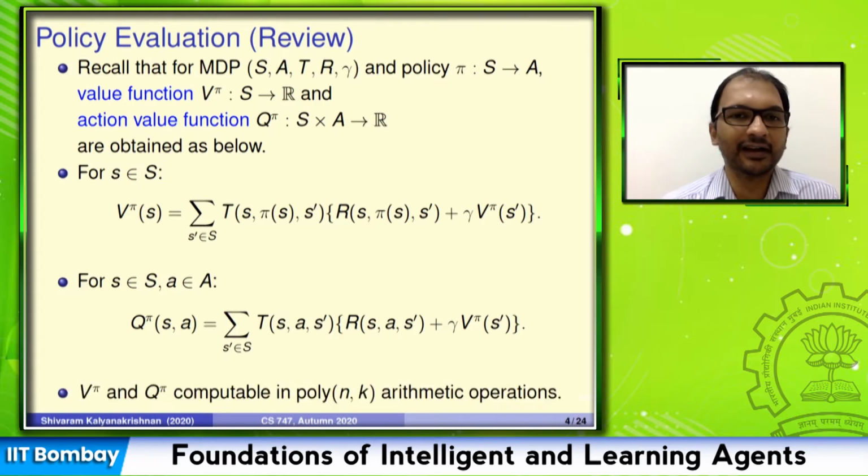The bottom line is, once you are given pi, you can get V pi and Q pi relatively easily. You can solve linear equations in cubic time, maybe even less, and then you can get Q pi in n squared k time, if you have n states and k actions. So essentially in polynomial in n and k, you can get V pi and Q pi. By that I mean the number of arithmetic operations that you have to perform. So that's policy evaluation.